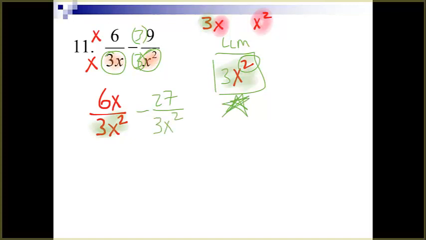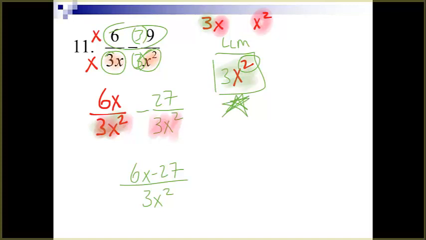Now, I have common denominators, 3x squared and 3x squared. Now I can add them. I cannot just say 6 minus 9 is 3, and then I have over 3x minus x squared. If you do that, you're going to get every single one of these wrong. You have to make sure you have a common denominator. In this case, we do. Now we can add, or subtract in this case, 6x minus 27 all over 3x squared.